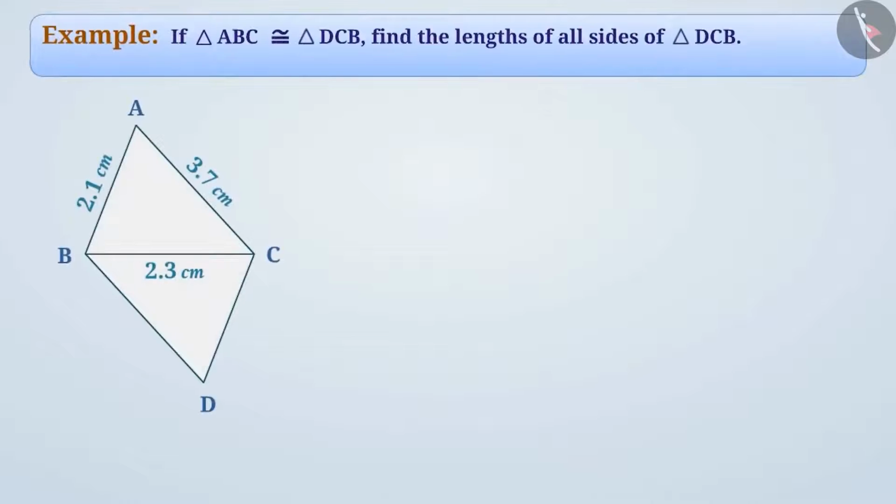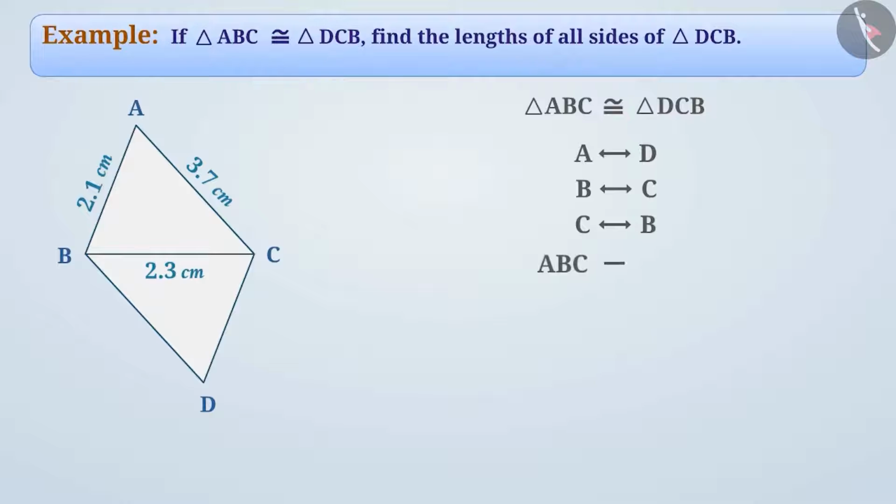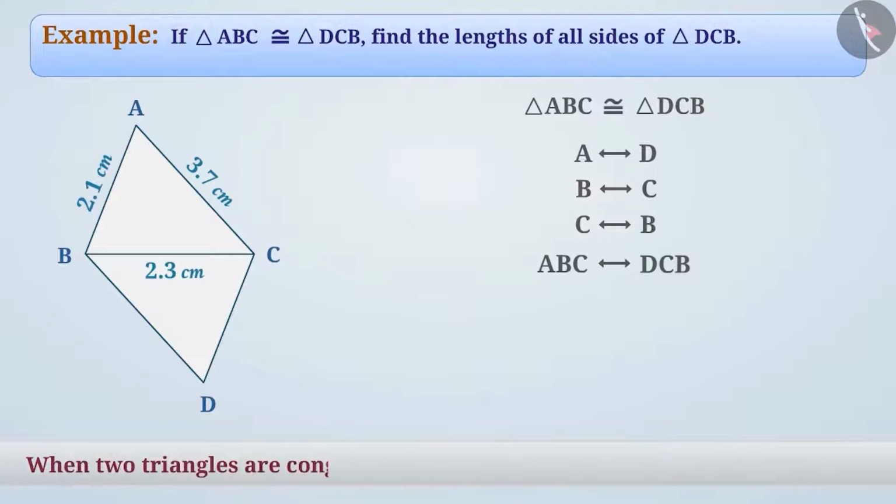Next example. If triangle ABC is congruent to triangle DCB, find the lengths of all sides of triangle DCB. Here, triangle ABC is congruent to triangle DCB. Therefore, in this case, the correspondence is, we may write this as ABC is congruent to DCB. When two triangles are congruent, then their corresponding parts are equal.